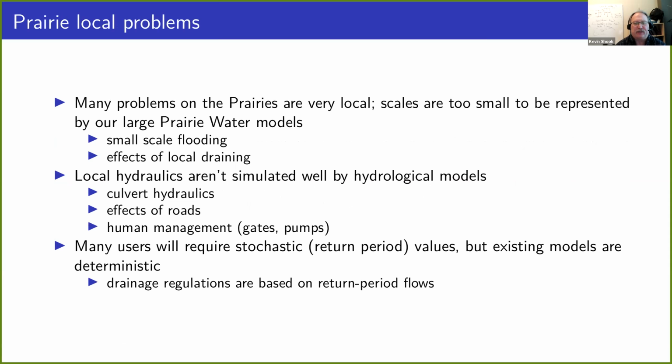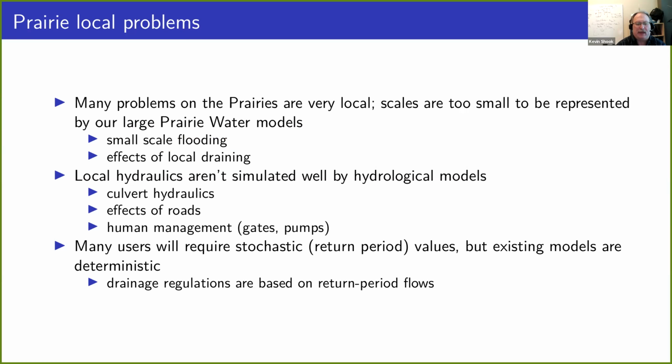Many problems on the prairies are extremely local. They are at very small scales, which are too small to be represented by larger scale models, including the models that we've built for Prairie Water. And these problems include small scale flooding or the effects of local drainage. Another problem is that local hydraulics are not simulated well by hydrological models. And this can be something as simple as the effects of culverts, or the effects of roads. It also includes human management, gates and pumps, which can have large effects at small scales.